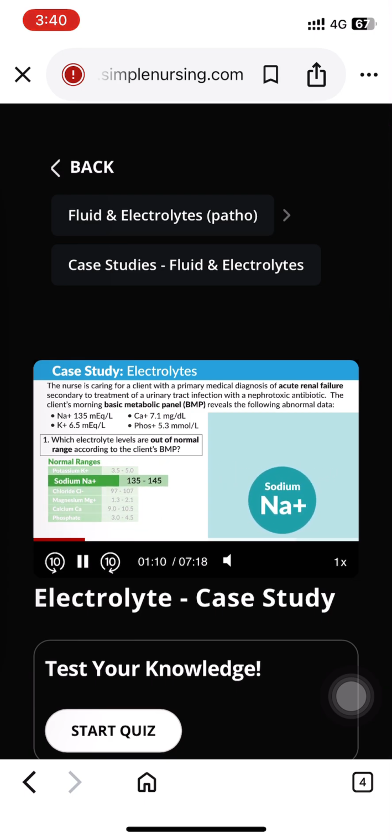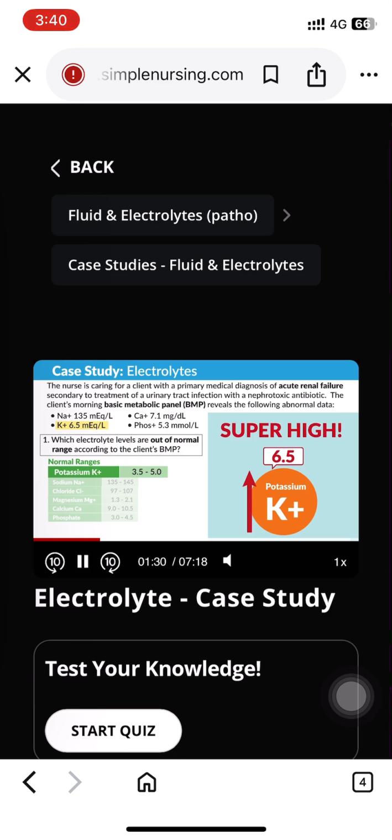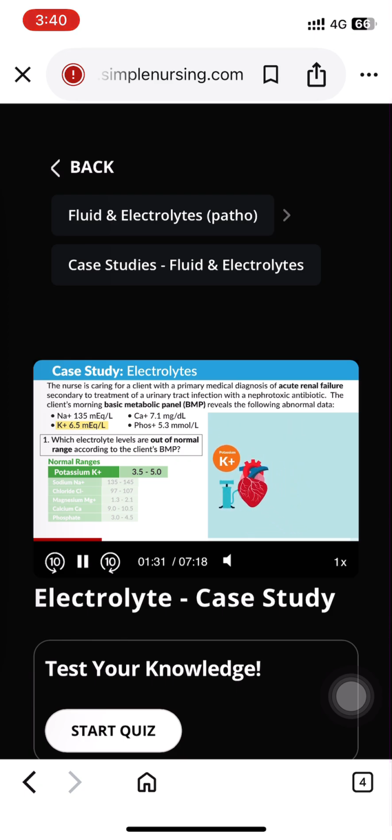Normal sodium, that Na, is supposed to be 135 to 145. Now the BMP shows 135. Okay, cool. We're normal, but barely normal. Now potassium, that K+, normally between 3.5 and 5.0. So at 6.5, whoa, okay, that's super high. Remember, potassium pumps the heart and the muscles. Huge risk for heart dysrhythmias.